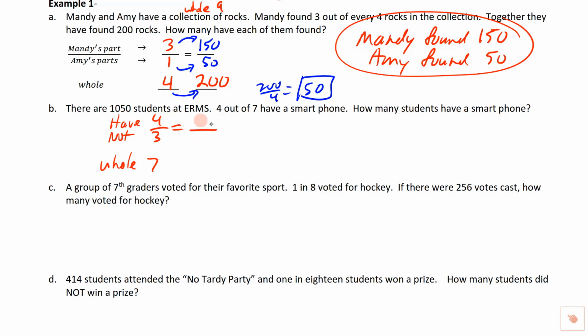So what we're looking for is this number right here. That's what we want to find. But we actually have to use that scale factor idea and the whole part right here. So we know that altogether there are 1,050 students total. Okay, not that have a smartphone, not that do not have a smartphone, but just total. So let's figure out what the scale factor is. So I'm going to do 1,050 divided by 7.